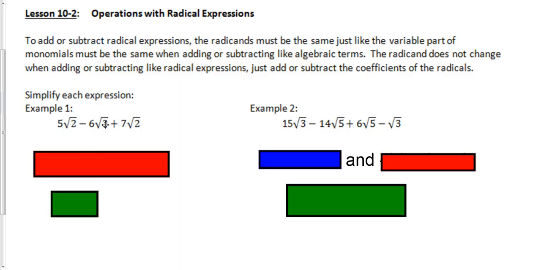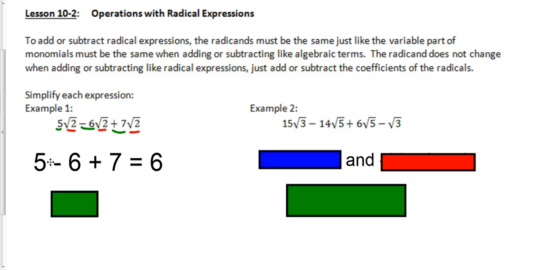Example 1, each of these has the same radical. We have a root 2, and root 2, so we can put all of these together. In a way, it's like thinking about each of these as the same variable, 5x minus 6x plus 7x. If we called them all x, we could see that we would just be able to combine them together. Now, instead of calling them x, we'll keep calling them square roots of 2, and we're just going to add these coefficients, the 5 minus 6 and the positive 7.